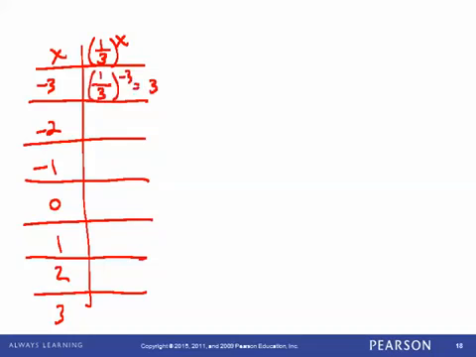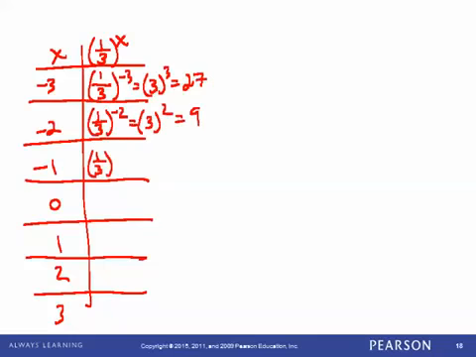Answers here, see if you guys agree with me. So again, 1/3 taken to the -3, a reciprocal of 1/3 is 3, and then 3 times 3 times another 3 is 27. That's your first number. And again, let me give you the rest of the answers.